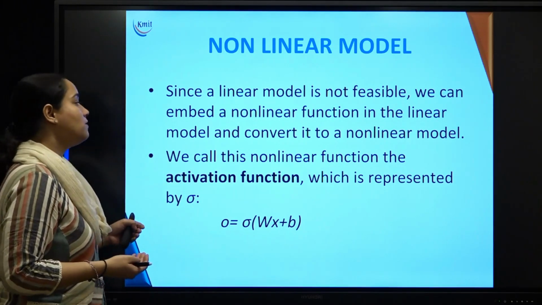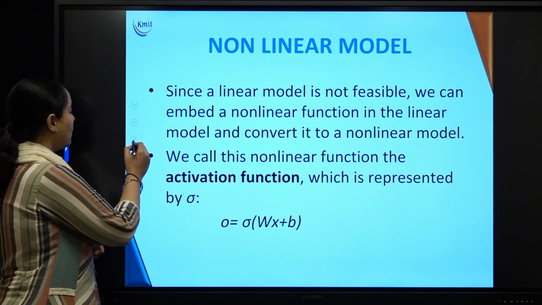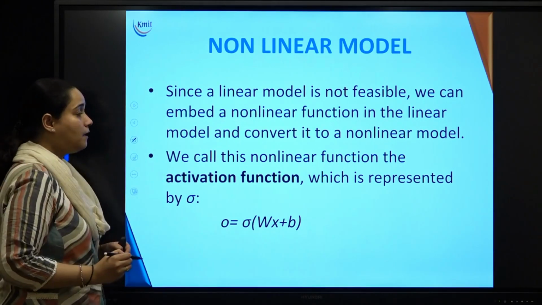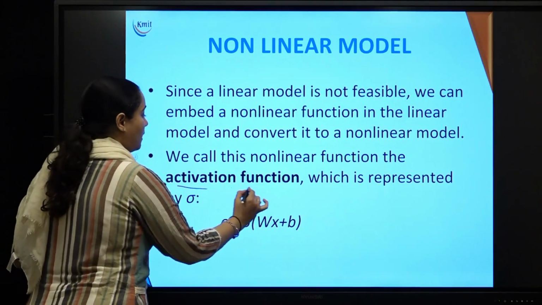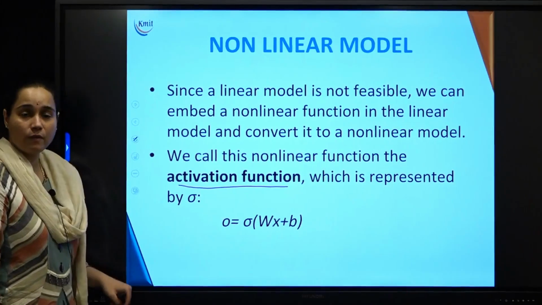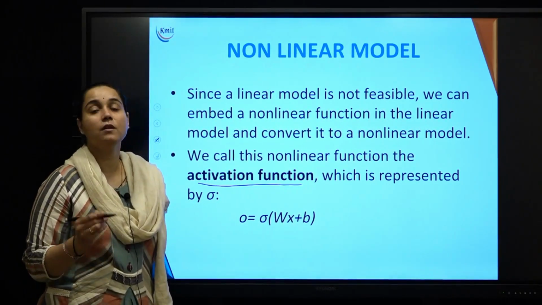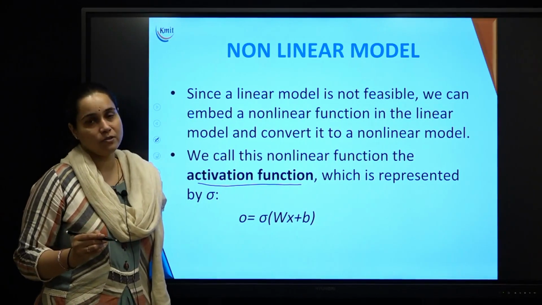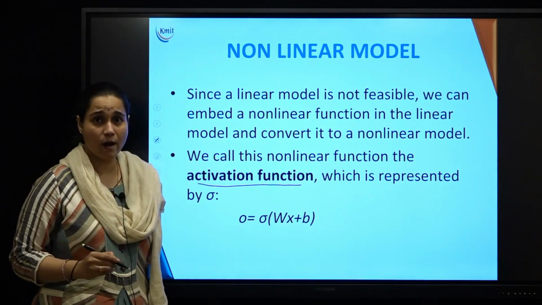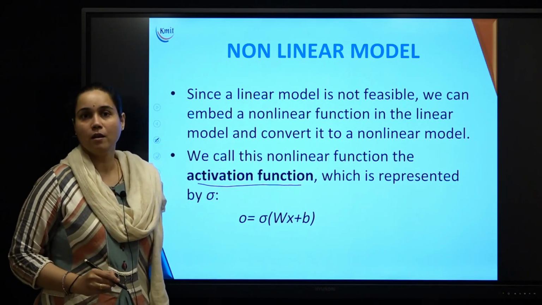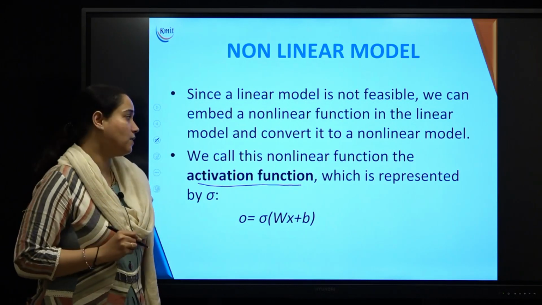We call this nonlinear function an activation function. From now onwards, you will be hearing the name of this function very frequently. So from now onwards, when somebody asks you what an activation function is, it is a mathematical function that is added to a linear function to bring in the non-linearity that is required by a deep learning model. So a very important element of a deep learning model is an activation function.